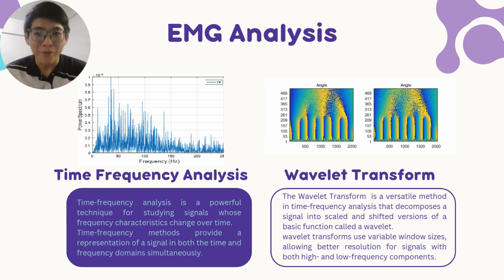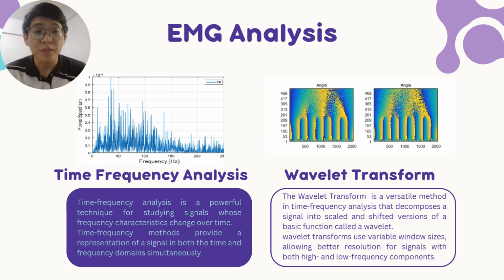Hi, I'm Wei Chong, and I'm going to talk about EMG analysis. EMG analysis can generally be categorized into two types: the first is time-frequency analysis, and the second is the wavelet transform. Time-frequency analysis is a powerful technique for studying signals whose frequency characteristics change over time. As you can see from the diagram, the time-frequency method is a representation of a signal in both the time and frequency domain simultaneously. This enables the identification of transient events and changes in muscle activity.